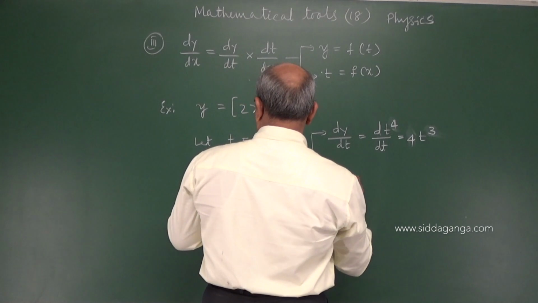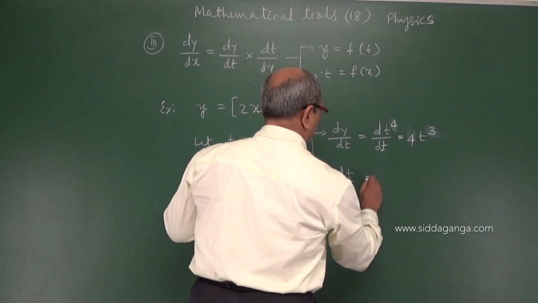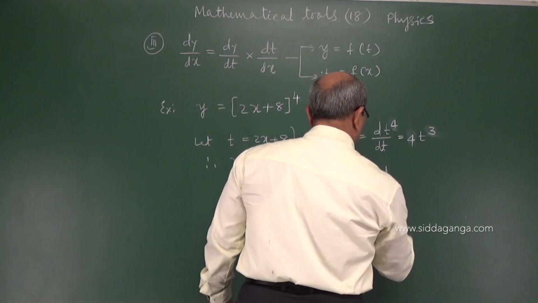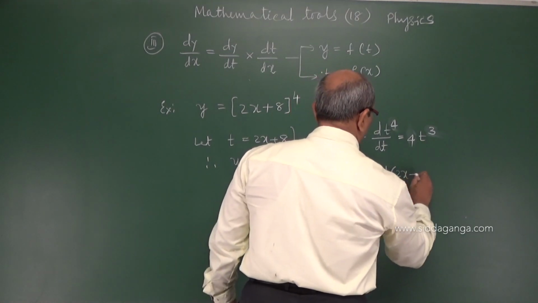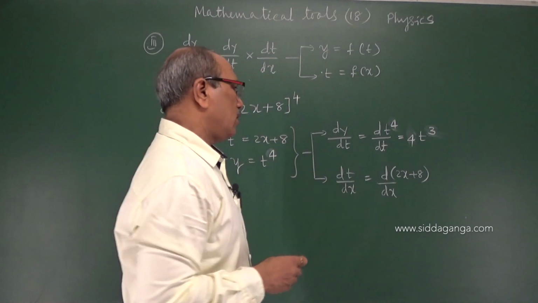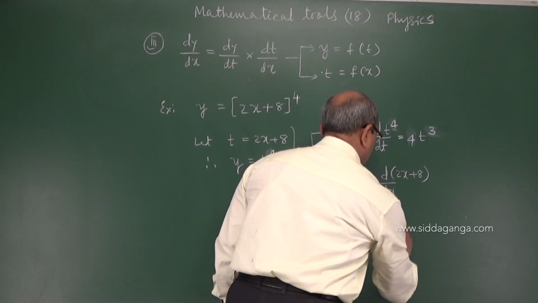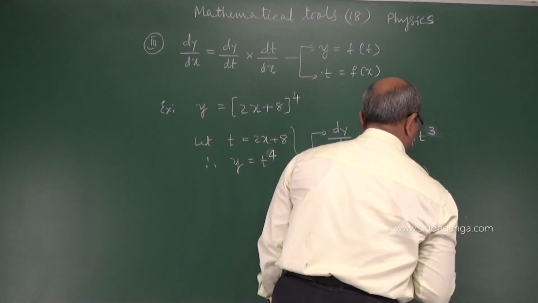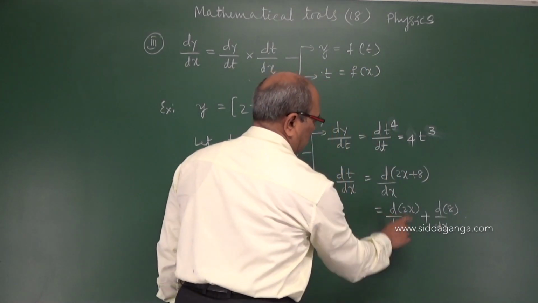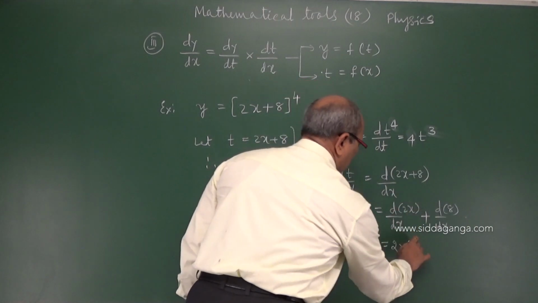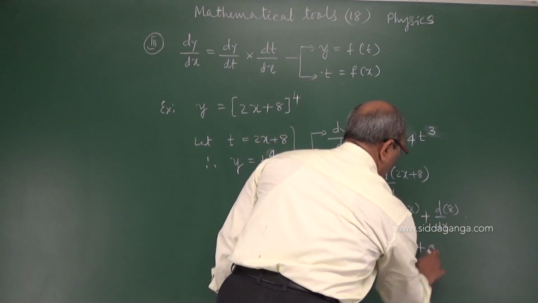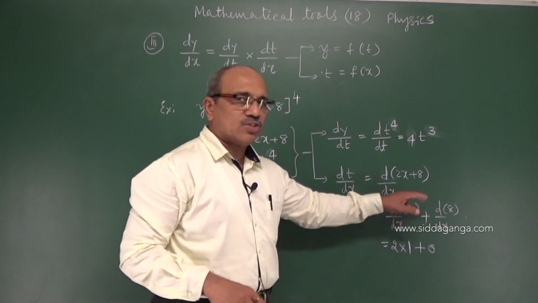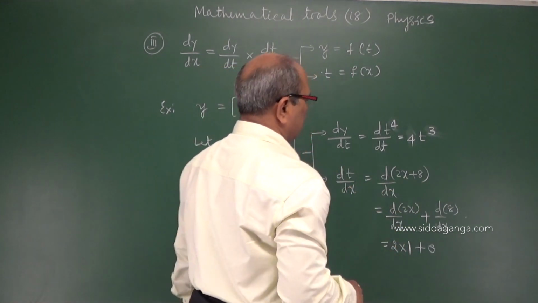Similarly, dt by dx: we have to differentiate t with respect to x, where t is 2x plus 8. So d by dx of 2x plus 8 splits into d by dx of 2x plus d by dx of 8, which is 2 into x power 0, that is 1, plus 0, because the derivative of a constant is 0. 2 we can bring out, dx by dx is 1. So the value is 2.